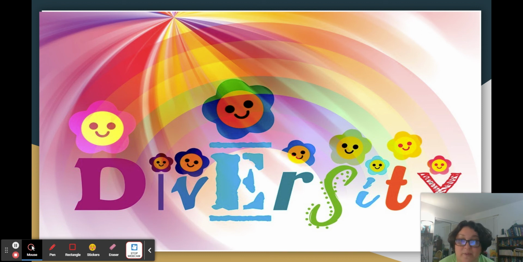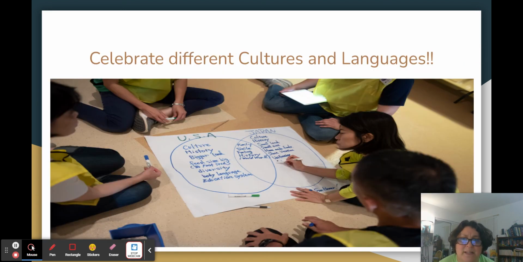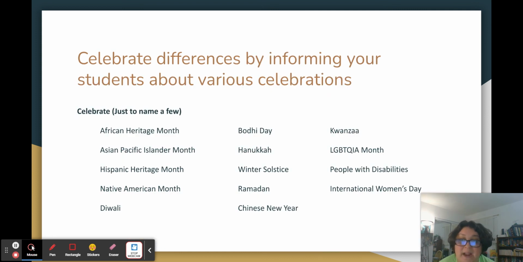The most important thing that we can do as librarians is make sure that our students that are English language learners know that we appreciate them and their language and their culture. And so we want to celebrate different cultures and languages in the library. And we can do that by celebrating different cultural celebrations like Kwanzaa or International Women's Day or Bodhi Day or Hispanic Heritage Month or Native American Month, Ramadan, even the Chinese New Year.